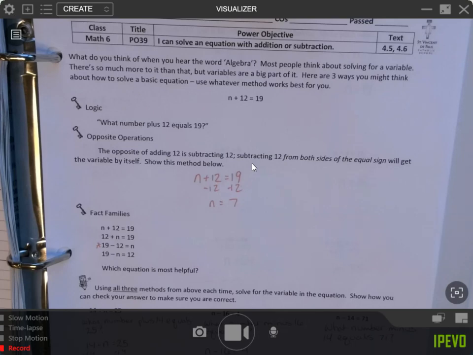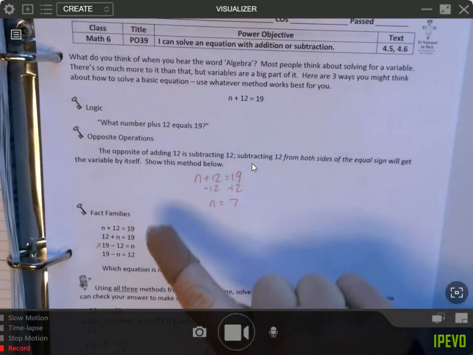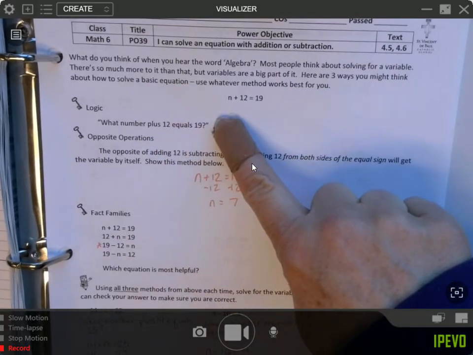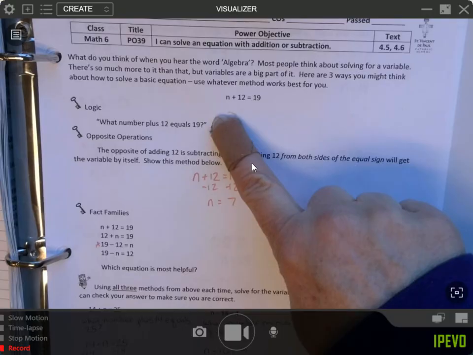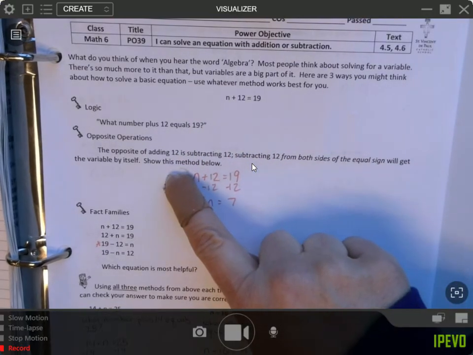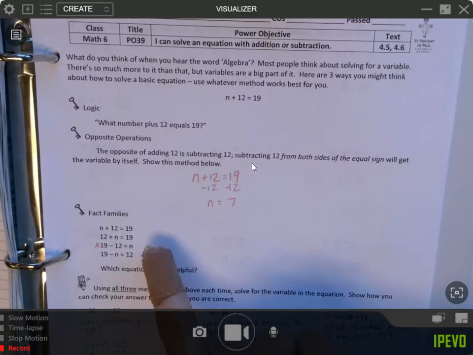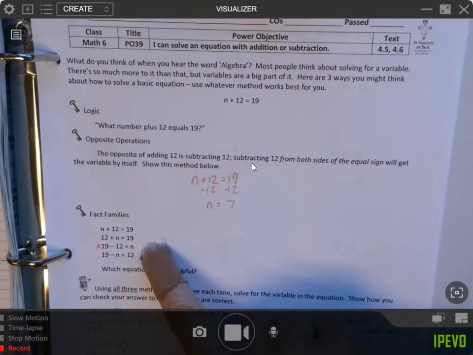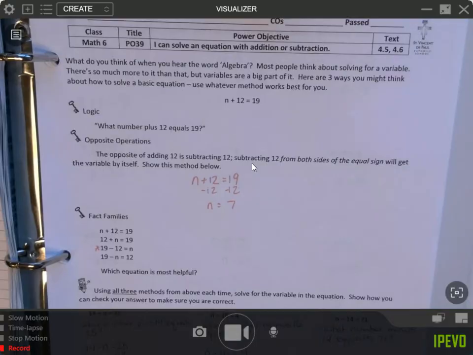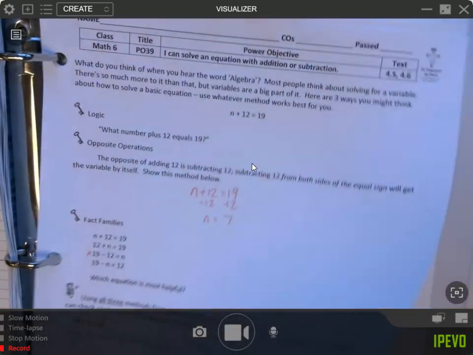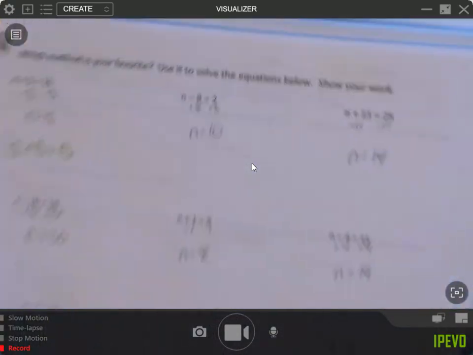Good morning. Today we are correcting PO39, solving an equation with addition or subtraction. So remember, there were three different ways that we could solve it: using that logic question, just thinking it through, using opposite operations, if we were adding then we subtracted, or finding that fact family that helps give us that answer. So let's look, I have the answers written down.